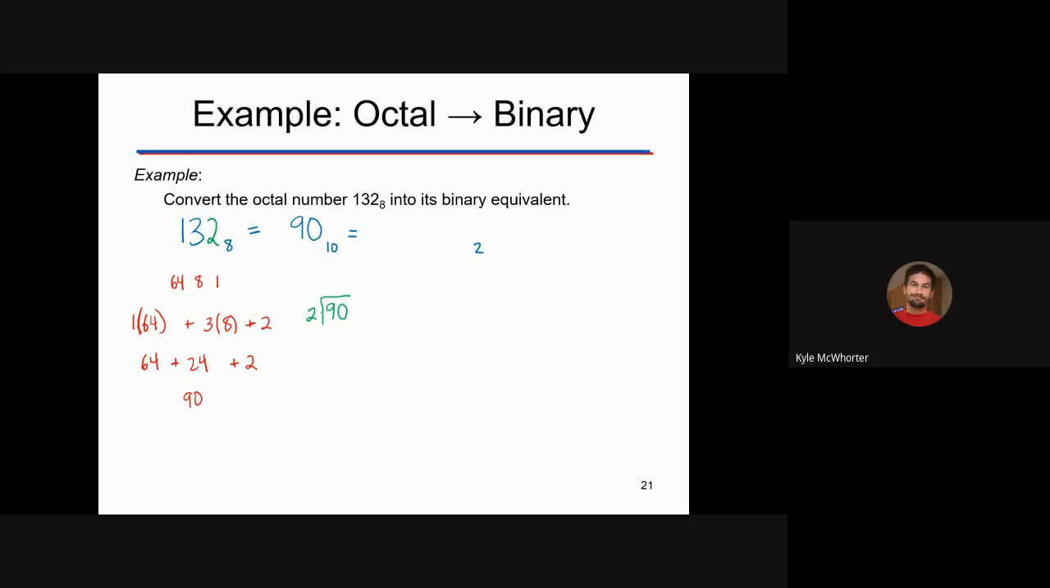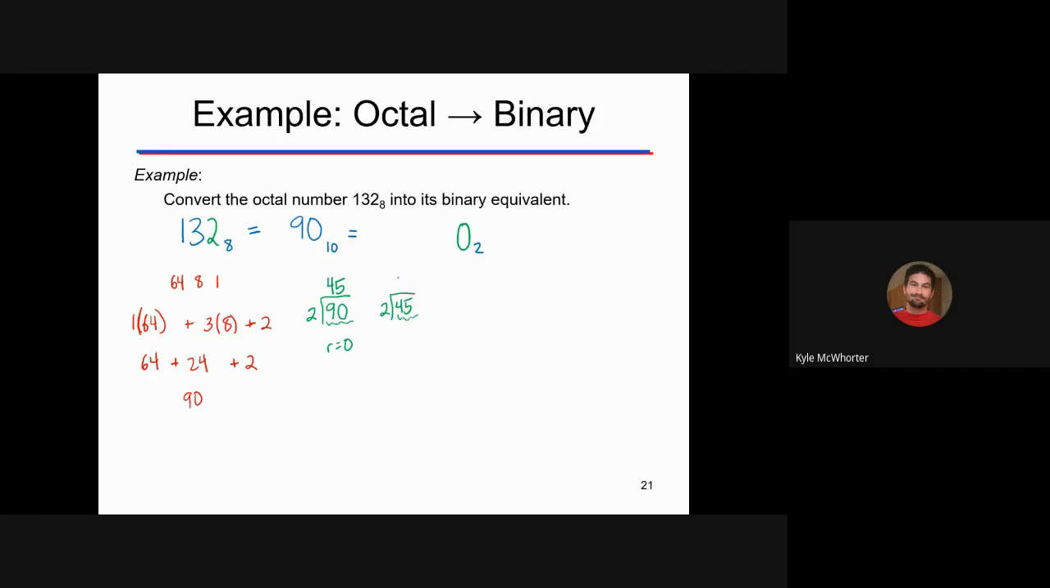So 2 goes into 90 45 times. 45 times 2 is 90, so the remainder is 0. So our first digit is going to be a 0. Then we do the 45. And you can kind of tell with binary, if the number inside here is even, the remainder is going to be 0. If the number inside here is odd, the remainder is going to be 1, right? But we still have to do it to figure out what number goes on top.